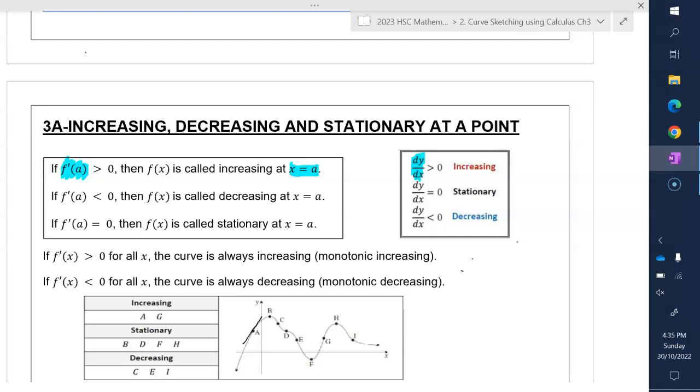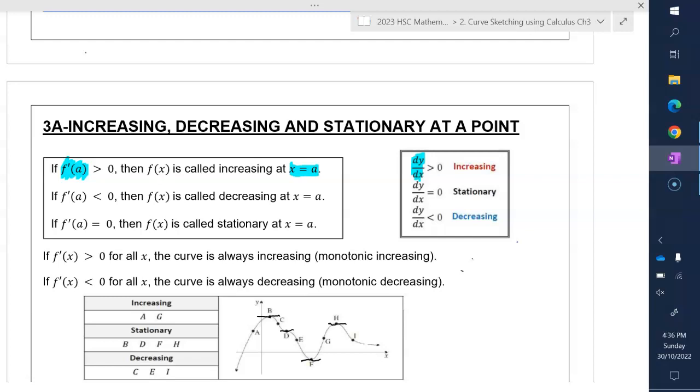So a stationary point, we would have a 0 gradient. And remember, f dash, our first derivative, equal to 0. That would happen here at point B. That would also happen at point D. There's a little one in there. It would happen at F. And it would happen at H. The gradients of all those tangents at that point would be equal to 0. And we call that stationary.